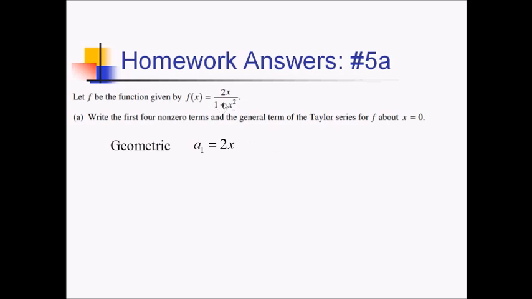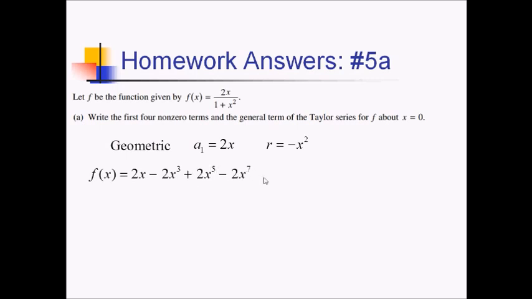Well, we're subtracting negative x squared if we're writing positive x squared. So that is our r value. So now writing out the first four non-zero terms, we've got 2x. We kind of get that one for free. And then multiplying by negative x squared to get the rest of them, we have negative 2x cubed plus 2x to the fifth minus 2x to the seventh.